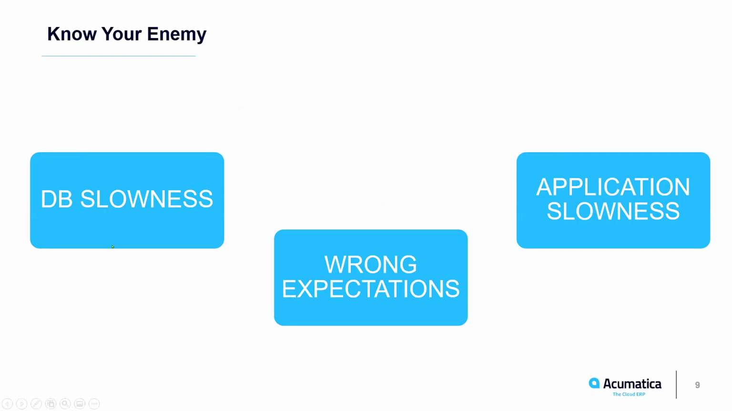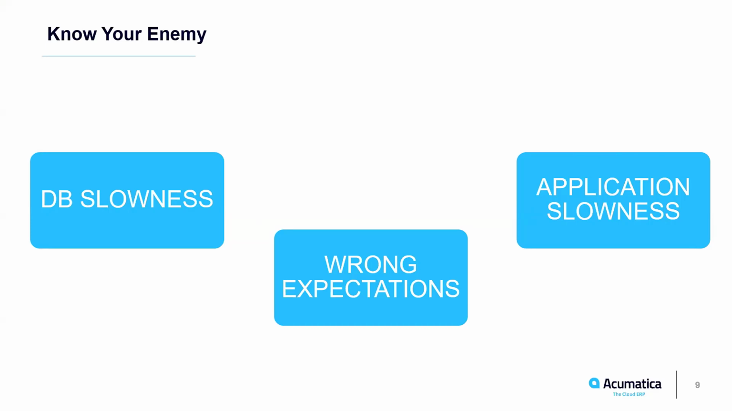If we are talking specifically about Acumatica, generally what we see is that first, it can be a database slowness, right? You have some SQL queries that are executed slowly on SQL server side. Second category that we can have here is application slowness. So that's application server slowness, the server that runs the Acumatica application.